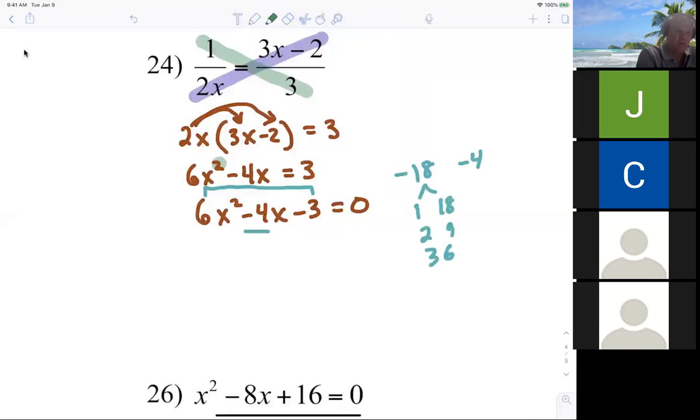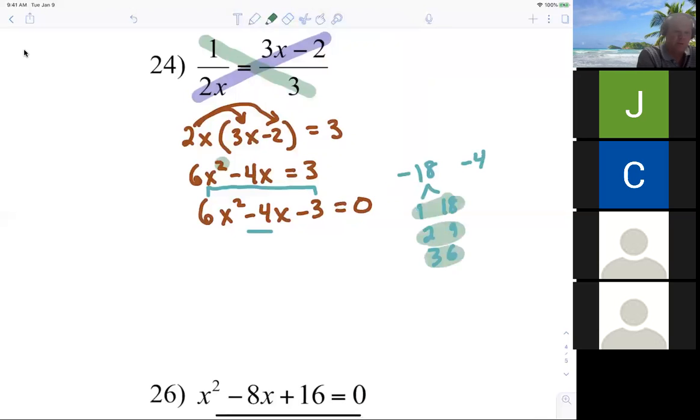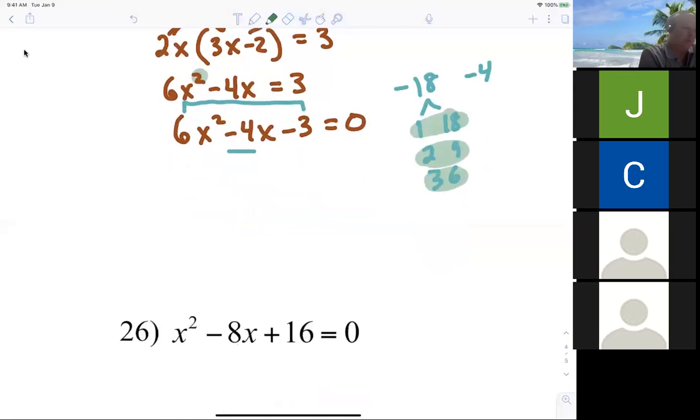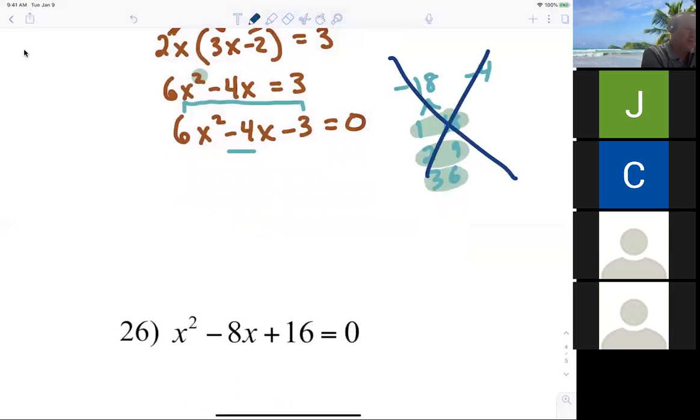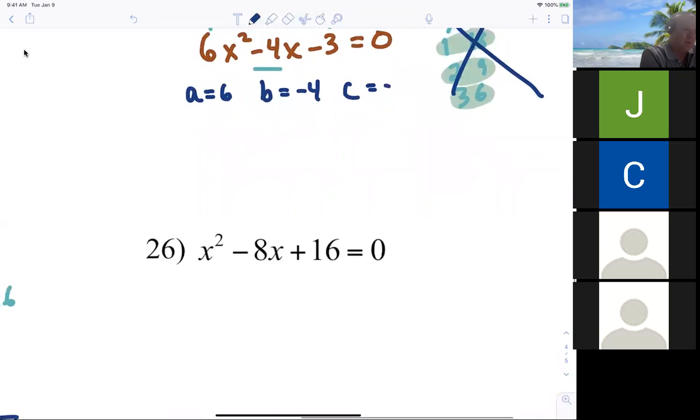So now if we look at this, none of those can equal negative 4. All right. So again, we cannot solve that using factoring. So we're going to use the quadratic formula. Solving the quadratic formula, we're going to say A equals 6, B equals negative 4, and C equals negative 3. And then your job now is to use the quadratic formula.